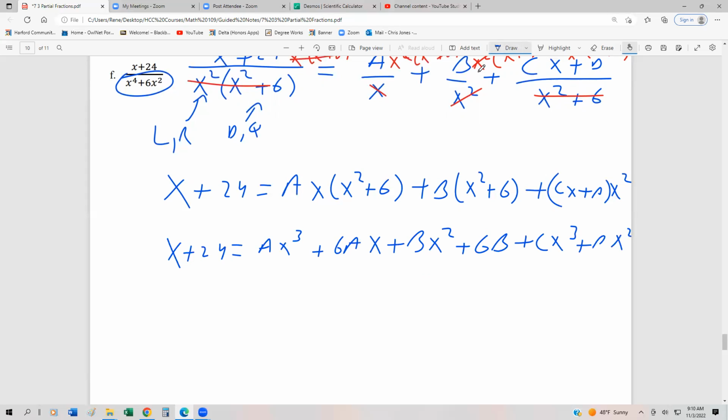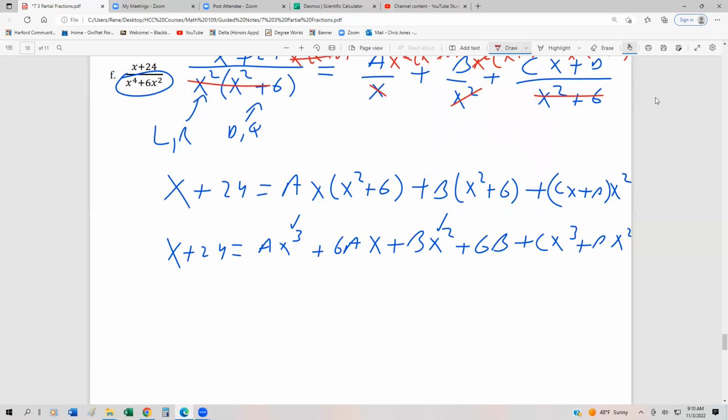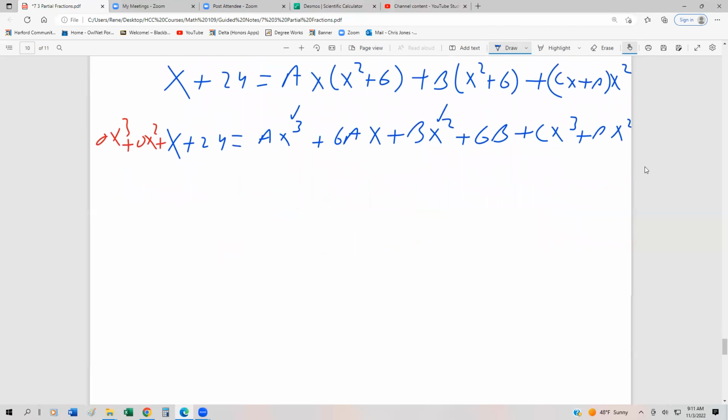All right. Now, notice that we're missing a couple powers. We have an x cubed and an x squared on the right-hand side, but on the left-hand side, we don't. So we need to fill in those powers. So I'm going to fill that in with a 0x cubed and a 0x squared. Now we're ready to create our system. Okay, so just like we did really early in the course with long division, we need to do the same thing here.